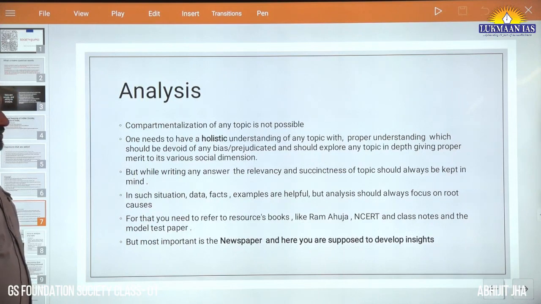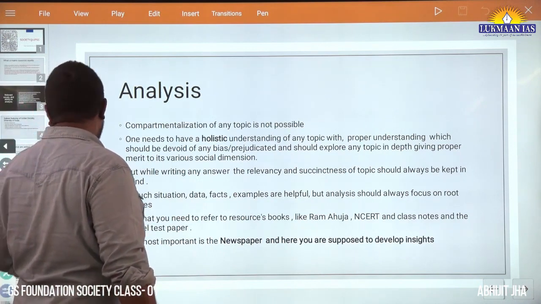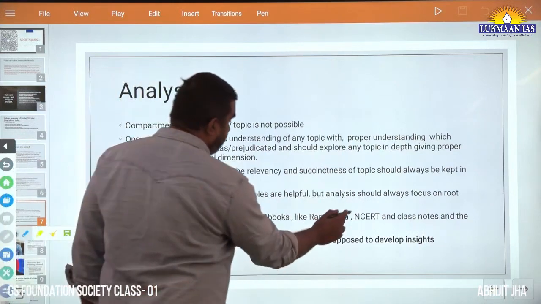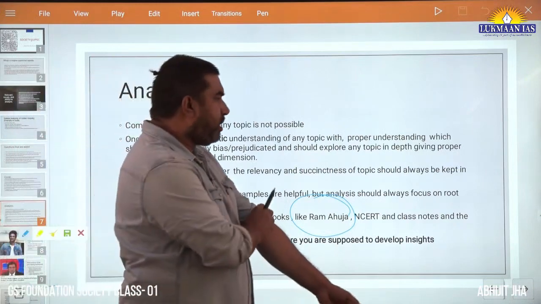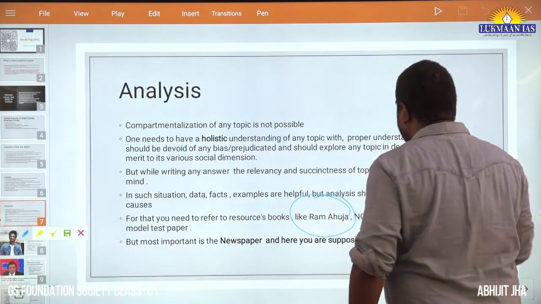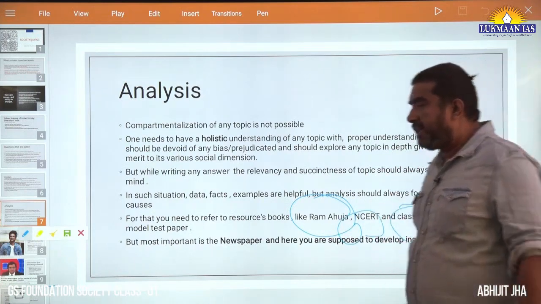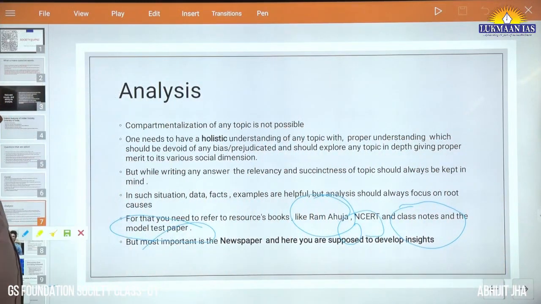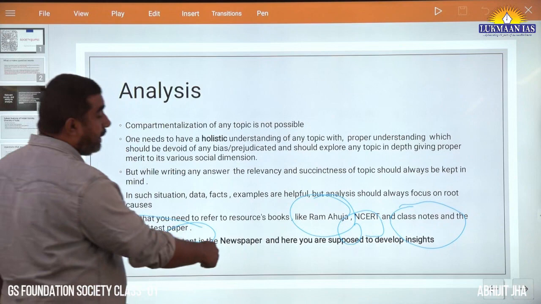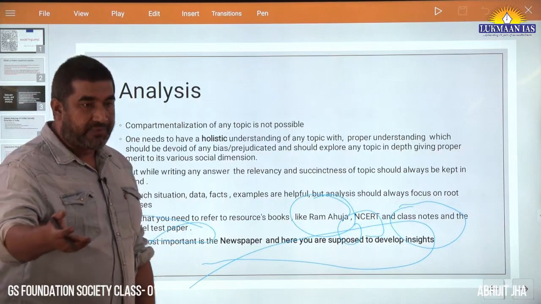Now, resources. Ram Ahuja is very famous. You can refer to Ram Ahuja. It is a very lengthy book, but as there is no consolidated material, most people are referring to it. NCERT is good, and class notes and the notes provided by LUKMAAN IAS will be good, which you will get at the end of this cycle. Model test answers will be a good source. Newspaper and the insight that you will get from the newspaper will further help you.